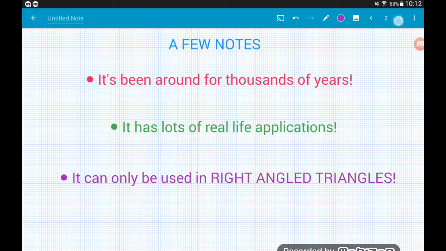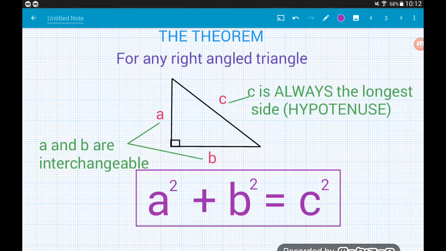So, down to business, what is Pythagoras' theorem? Pythagoras says that for any right-angled triangle that we label this way, with C, it's very important that C is always the hypotenuse. It's always the longest side of the triangle. It doesn't matter which side you choose to be A or B, but personally, this is how I label my triangles all the time. A is my height of the triangle, and B is my length of the triangle.